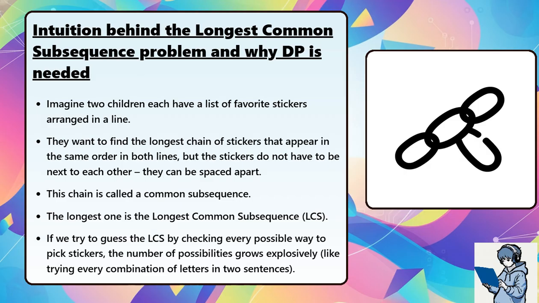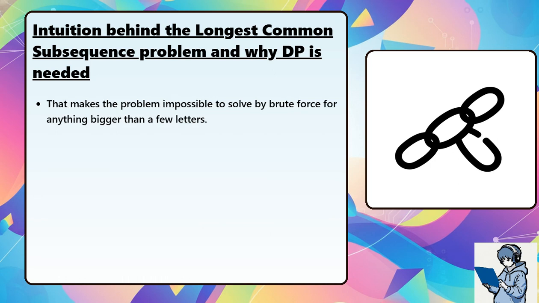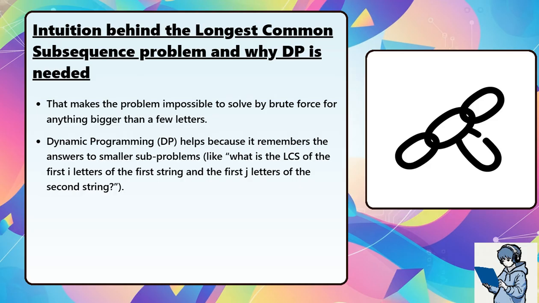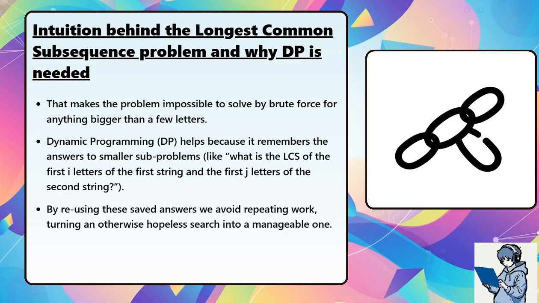If we try to guess the LCS by checking every possible way to pick stickers, the number of possibilities grows explosively, like trying every combination of letters in 2 sentences. That makes the problem impossible to solve by brute force for anything bigger than a few letters. Dynamic programming, abbreviated DP, helps because it remembers the answers to smaller subproblems, like what is the LCS of the first i letters of the first string and the first j letters of the second string. By reusing these saved answers, we avoid repeating work, turning an otherwise hopeless search into a manageable one.